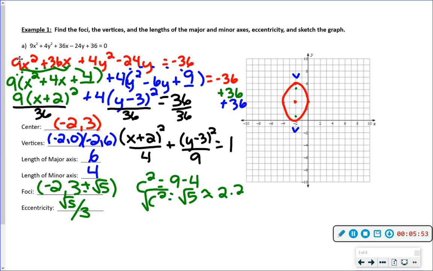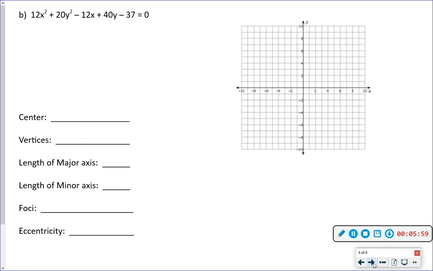So nothing new to add as far as the graph goes, and you know how to complete the square, so I don't have a lot of new stuff for you. Same thing. We need to reorder it. We need to complete the square. So first I'm going to keep the x terms together. I'm going to put the y terms together. And we're going to add 37.